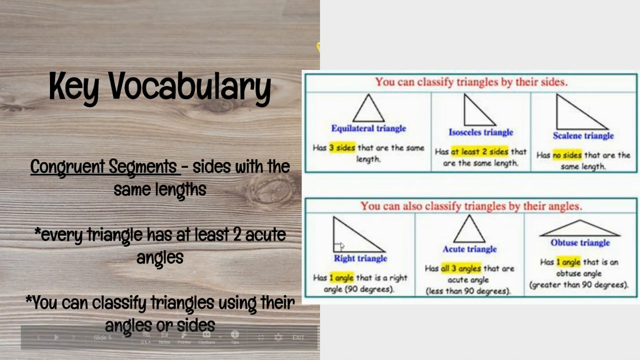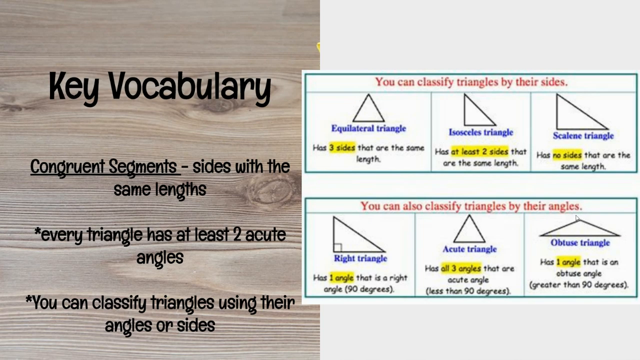Again, there's this little box. It has an angle that is 90 degrees. Then there is what is called an acute angle when it has all 3 angles that are acute. So we've talked about acute means less than 90 degrees. So if they're all less than 90, and then an obtuse triangle has at least one angle that is obtuse, meaning greater than 90.